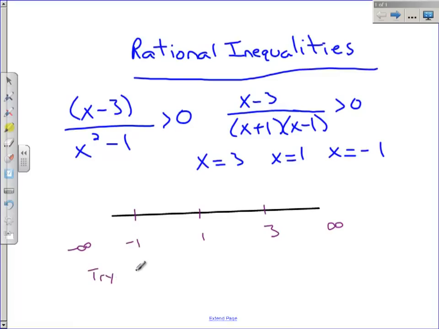Let's try negative 2. If we plug negative 2 into this factored form, we're going to have negative 2 minus 3, which is a negative, over negative 2 plus 1, which is still negative, and negative 2 minus 1 is also negative. So what would happen if I took a negative and divided by a negative times a negative? Well, this will be a negative divided by a positive, and we're going to get a negative number. So that means it's less than 0 there. Since I got a negative number, I know the graph should be underneath 0.